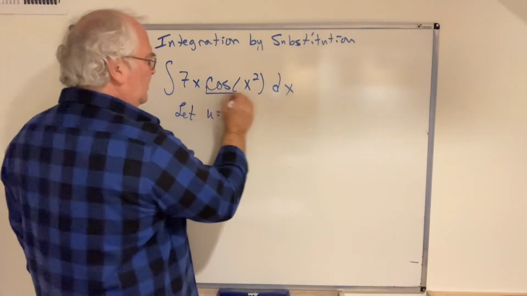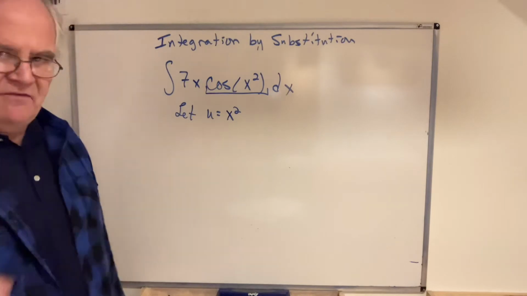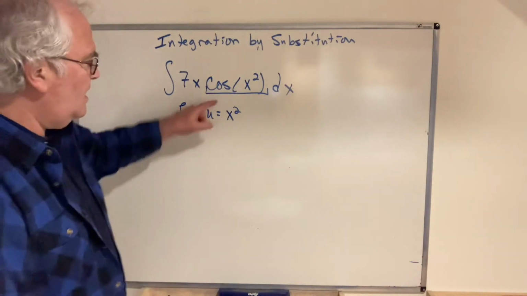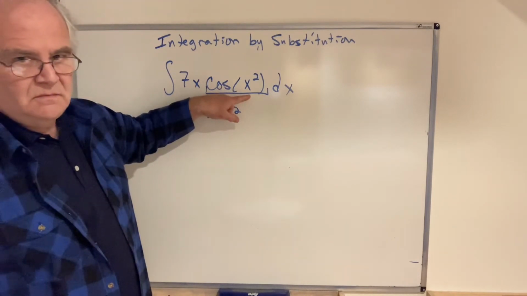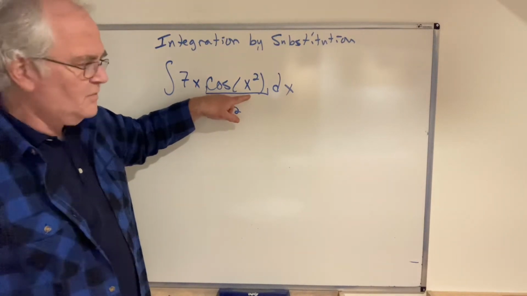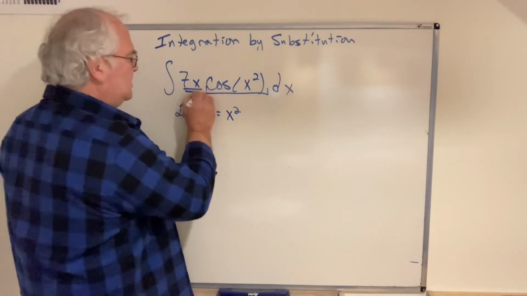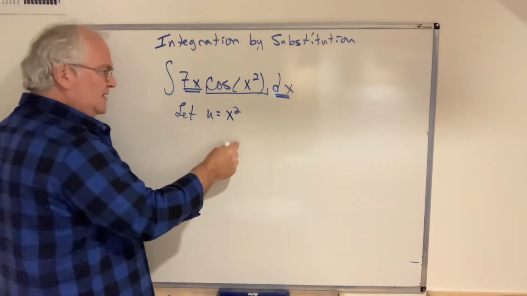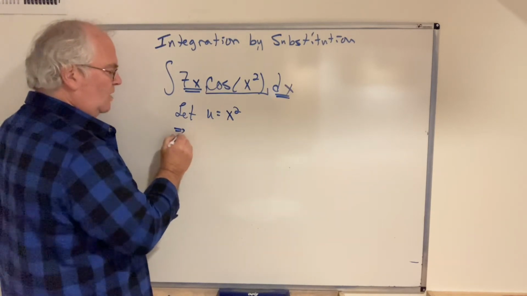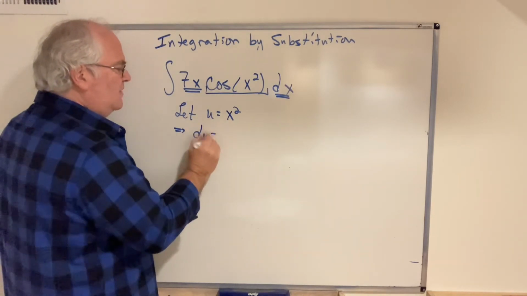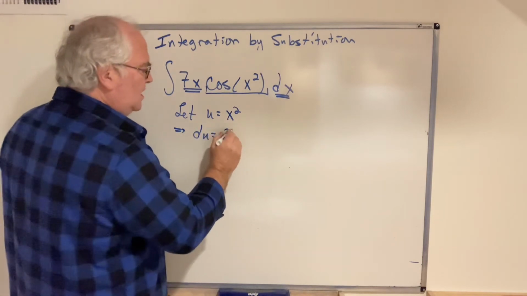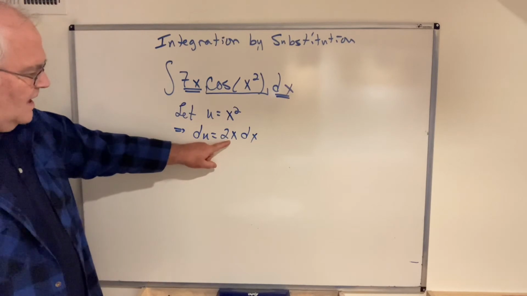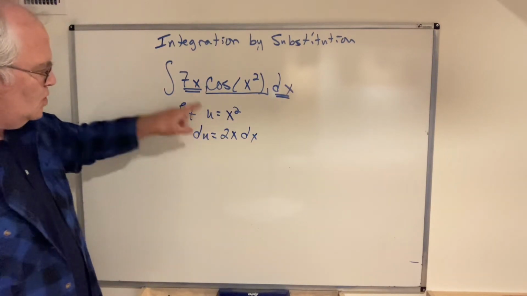So we've accounted for this piece. How do you say cosine of x squared in the u language? The way you say cosine of x squared is cosine of u. So we've translated that part. But what's left untranslated is 7x dx. That's what we need to create. We need to create 7x dx. Well, first, the derivative: du is 2x times dx. But the problem is we don't want 2. We want 7.